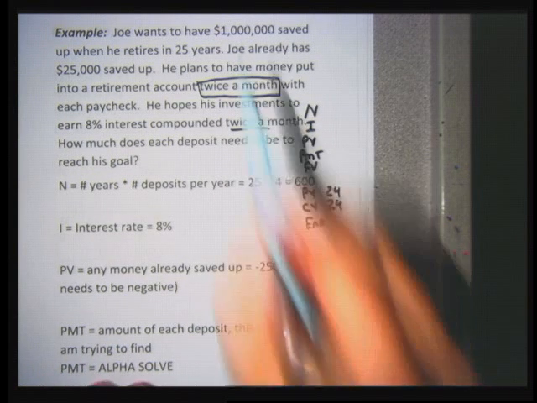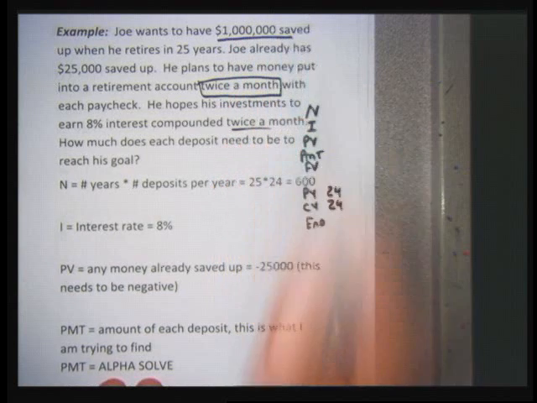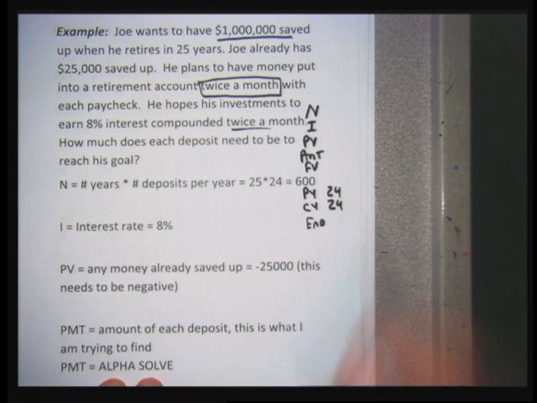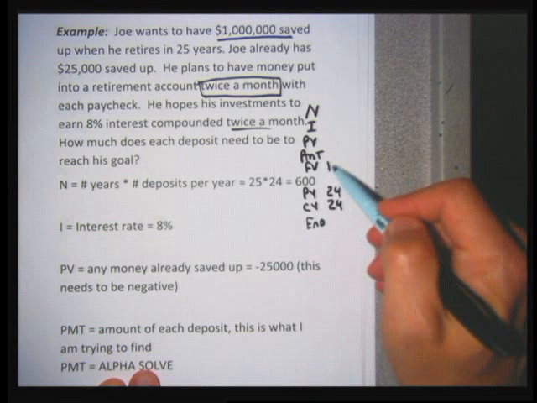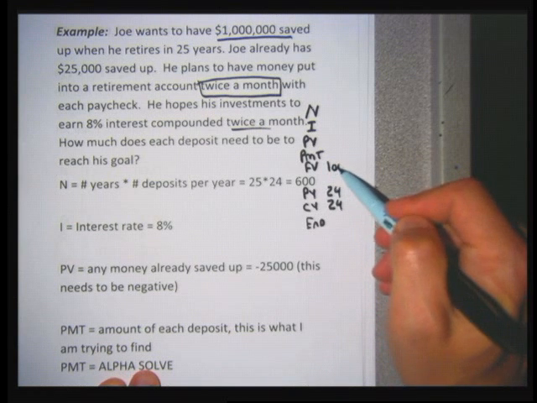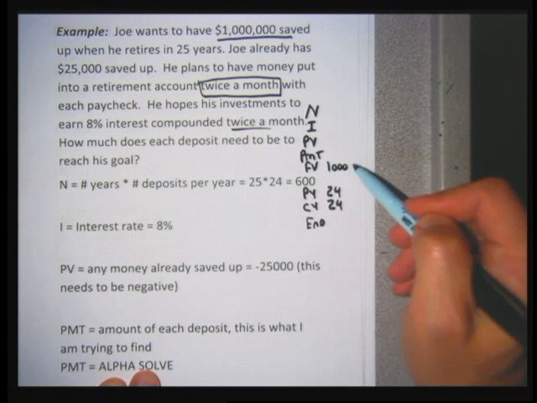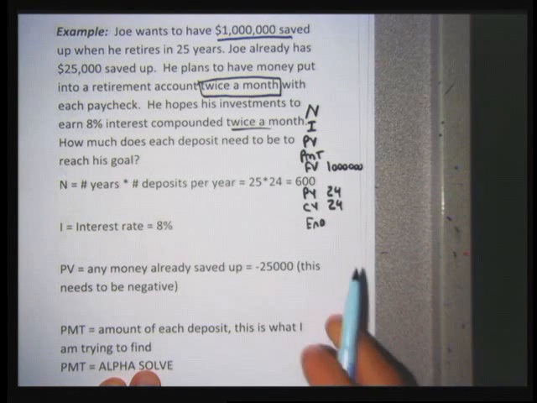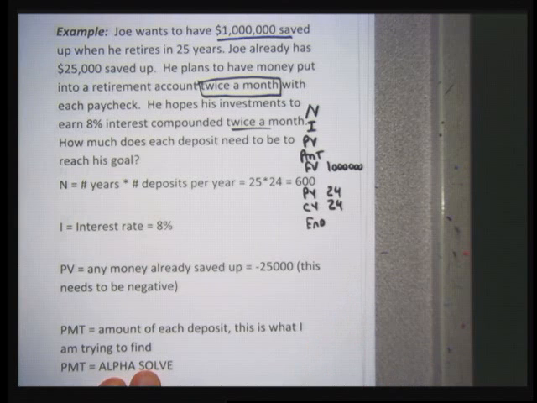The first amount, the $1 million, is what Joe wants to have saved up in the future. It goes in the future value, and future value is always positive. So $1 million goes in for the future value.